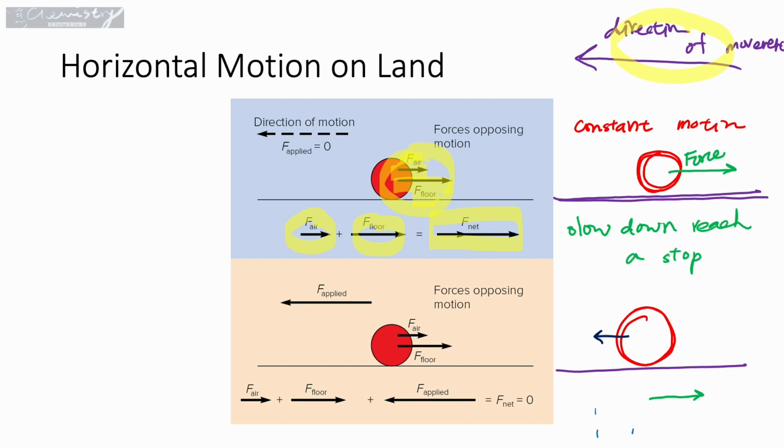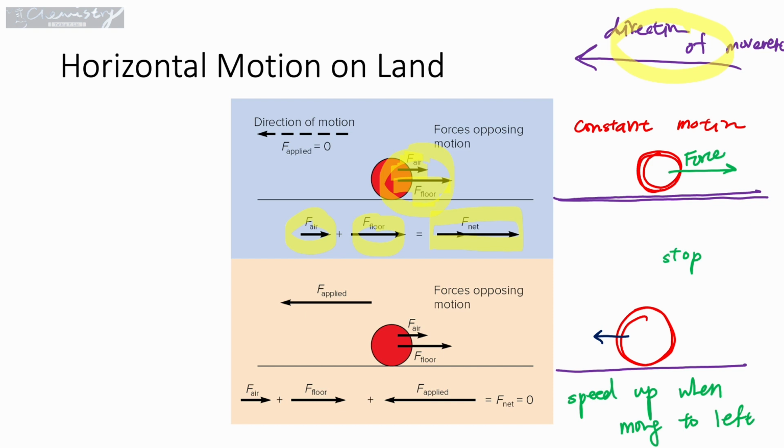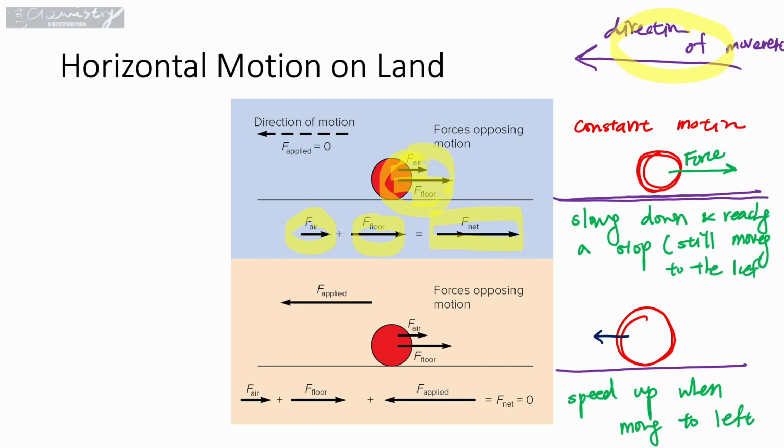And in this case, since there is a net force applied, the ball is actually going to speed up to the left. Speed up when moving to the left. And up here is the case where we are slowing down and reaching a stop. But we're still moving to the left. It's just that we are moving slower and slower to the left. Okay. So this is how force and motion can be related to each other.